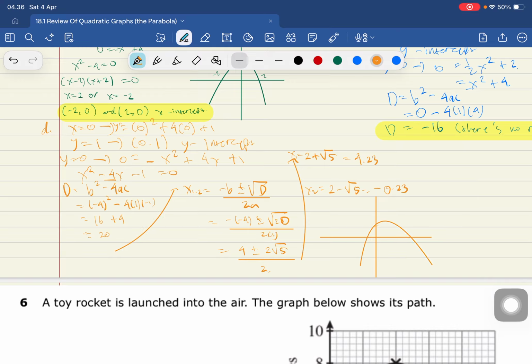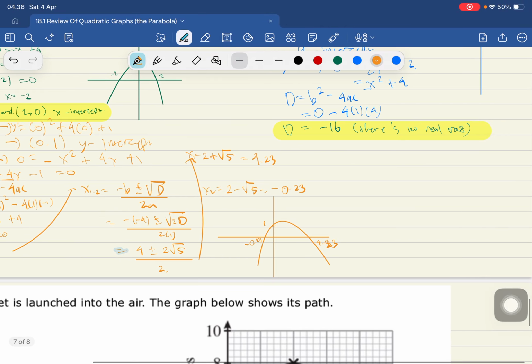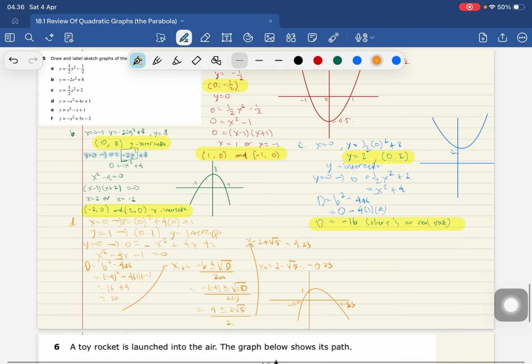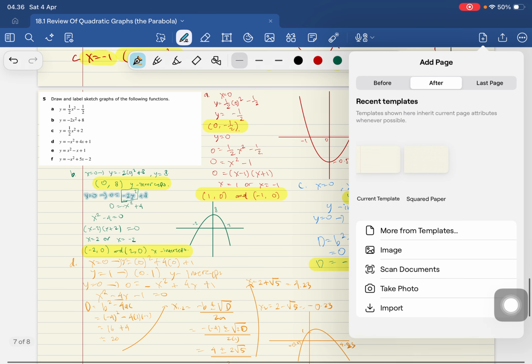Okay, here the y-intercept is 1. It's going to be negative 0.23, and here is 4.23. We will continue for E. Yeah, I have no space. Let me make it one more.